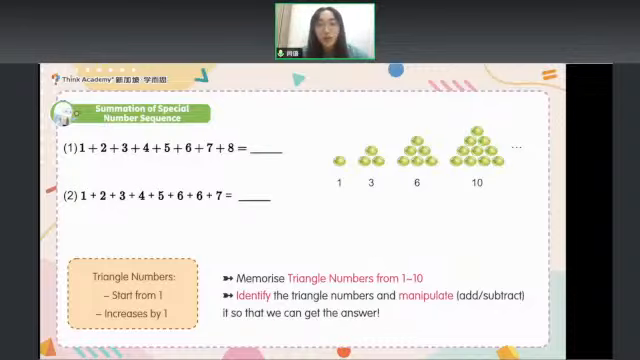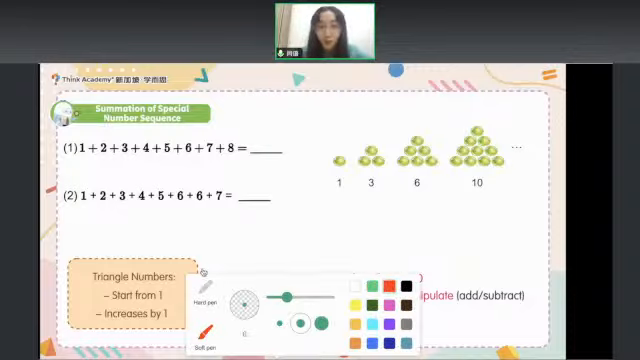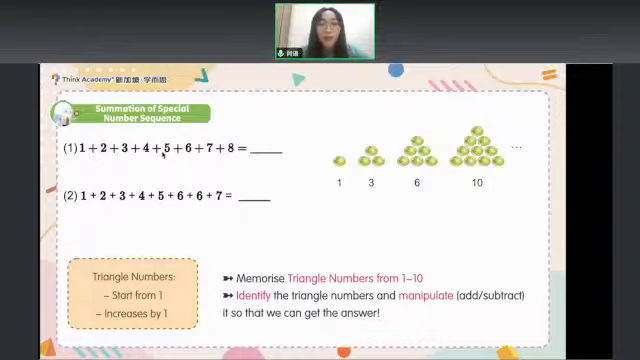So here, let's try to solve the equation. 1 plus 2 plus 3 plus 4 plus 5 plus 6 plus 7 plus 8. Here, we can just calculate in pairs. Now you see, 1 plus 8, that is a 9. 2 plus 7, that is a 9. 3 plus 6, that is a 9. 4 plus 5, that is a 9. So how many 9s are there? 4, right? So we have 4 times 9, correct. That is 36. Excellent.